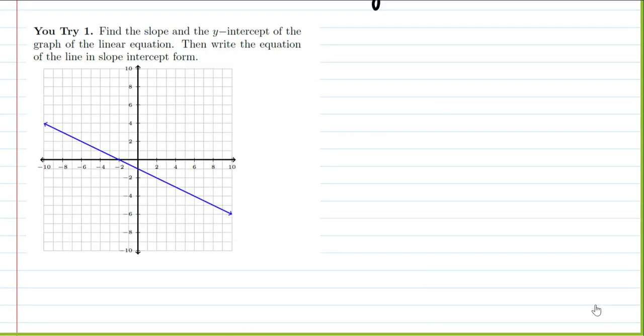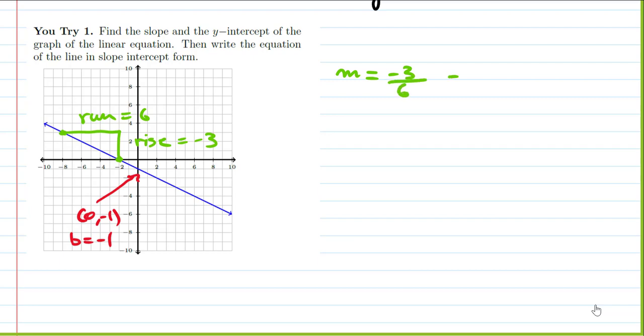All right, so we would do the same thing. We identify our y-intercept as (0, -1), which would give us the b value of -1. And then we pick any two points and count off our slope. So our run this time would be 1, 2, 3, 4, 5, 6. And we went down 1, 2, 3, so our rise would be -3, run positive 6, so our slope is -3 over 6, which is -1/2. So the equation of our line would be -1/2 x plus a -1, which would just be minus 1.